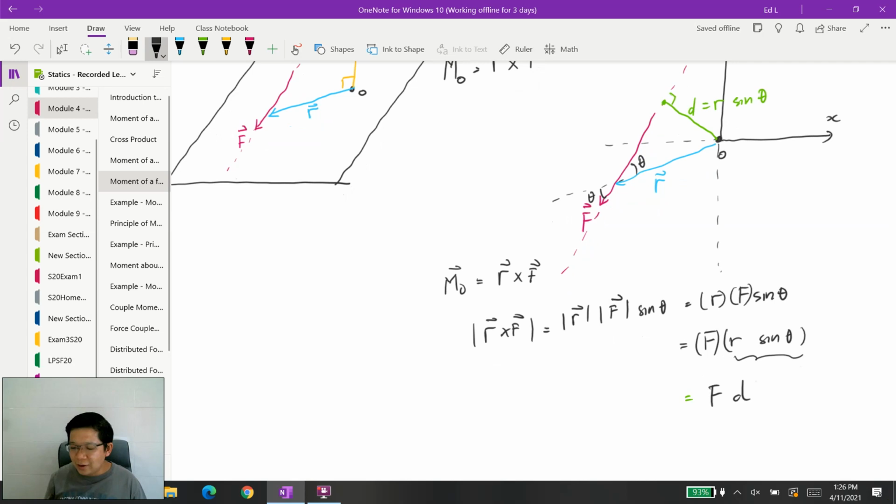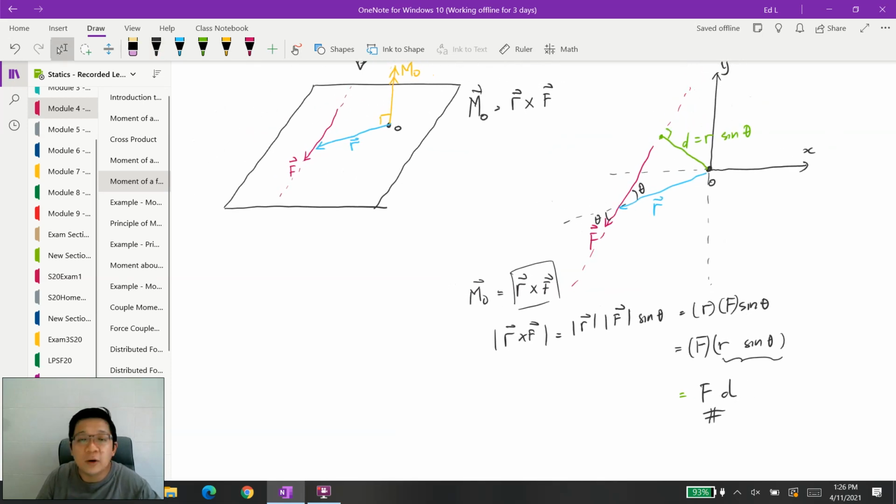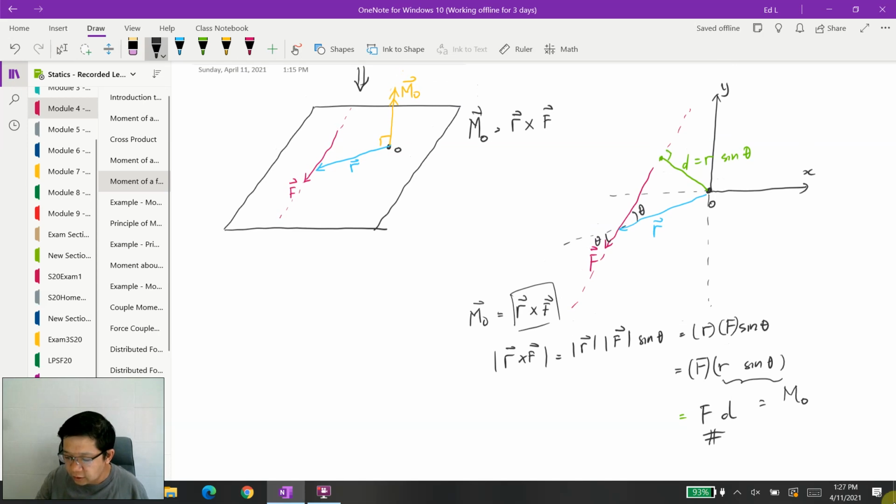So here you are seeing that the magnitude of the cross product has the same scalar definition compared to what you have learned in the previous lectures, which is F times d, where d is the perpendicular distance from the reference point to the line of action of the force that we consider. And this is nothing but the magnitude of M_O.